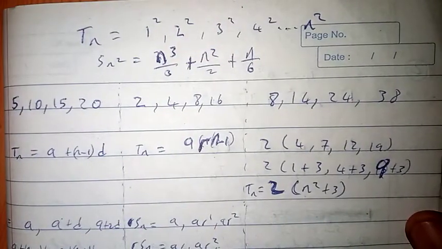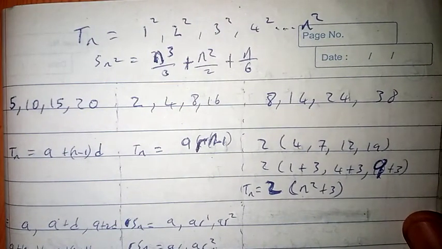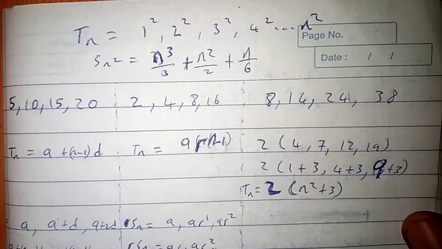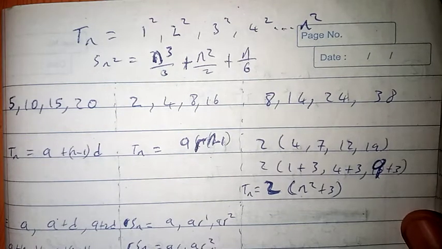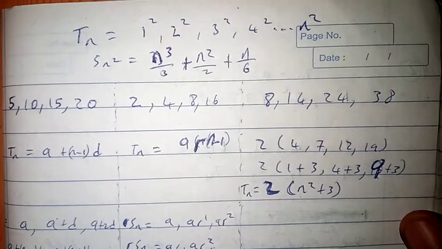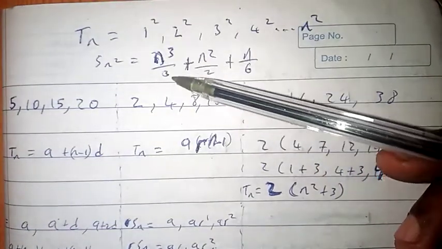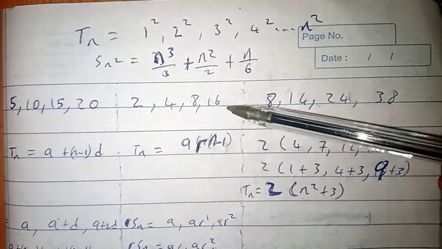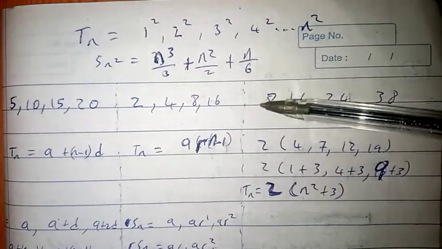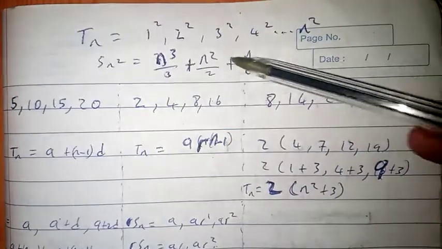Hello everyone, welcome. Today we'll be deriving the formula for the sum of squares. As you can see, the sum of squares is n cubed upon 3 plus n squared upon 2 plus n upon 6. So we'll be deriving this formula from the sequence.